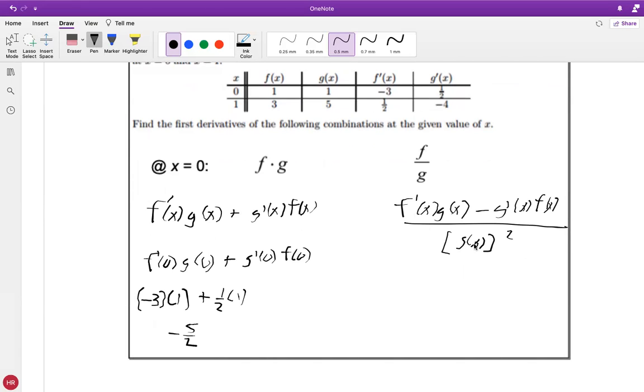I'm going to do the same thing here. I'm not going to rewrite it with the zeros in it. I'm just going to assume that you understand that to evaluate at 0, I plug a 0 in for every x.